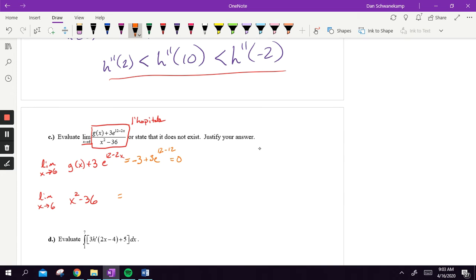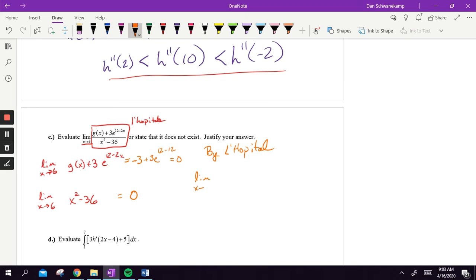I plug in 6 here. Okay, 6 squared is 36 minus 36 is going to be 0. Since it's 0 over 0, I'm going to write by L'Hopital. And I'm going to go ahead and write out L'Hopital's rule. Okay, we're going to find the derivative. By L'Hopital, we really are finding the limit.